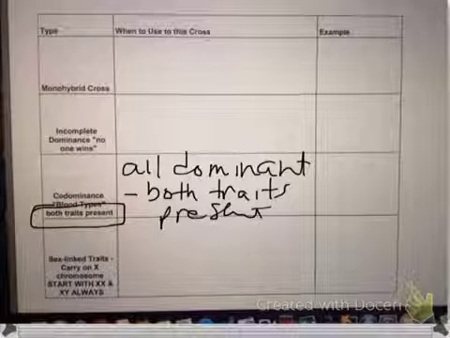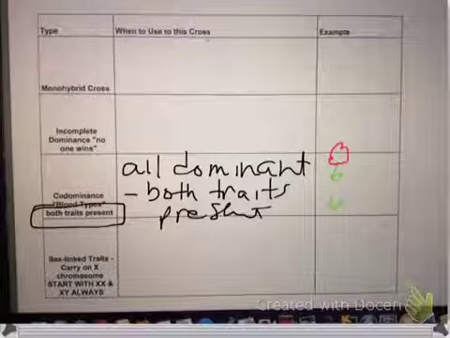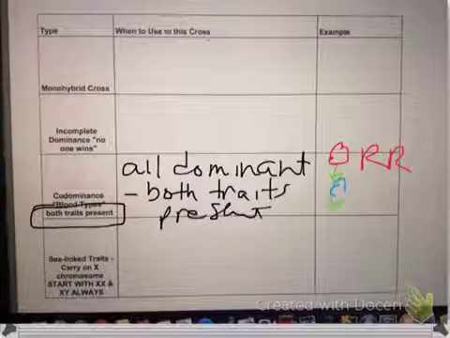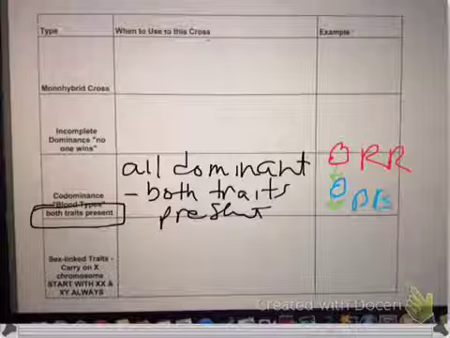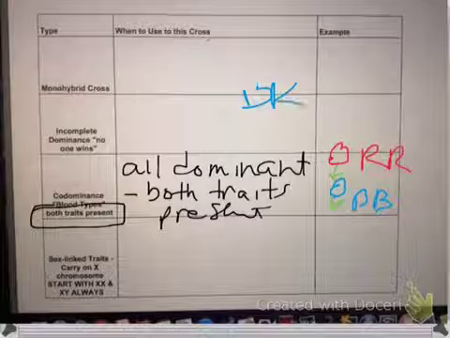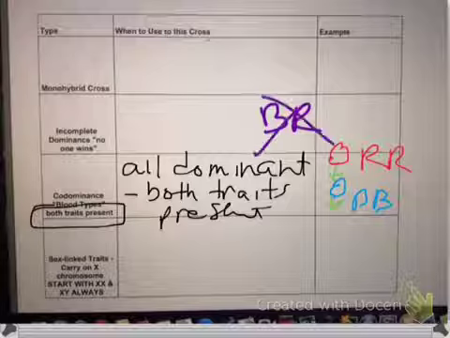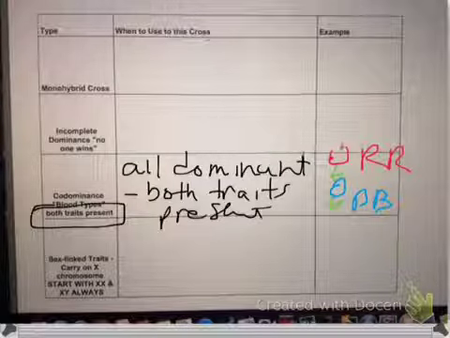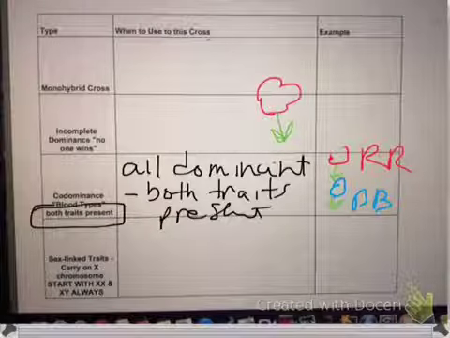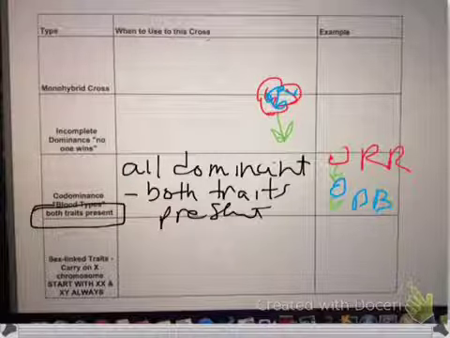So in this situation, if we use the same example as before with the flowers, I have my red flower, RR, because again, everything's still dominant. I've got my blue flower, BB. And this time, if I were to do that same cross that I did before, that ended up with BR, it would not be purple like it was last time. Instead, in this situation, it is going to be a flower that is both red and blue. It has both traits present.